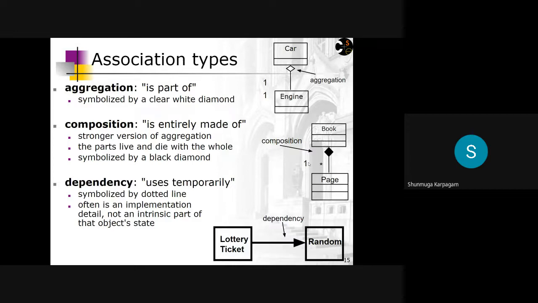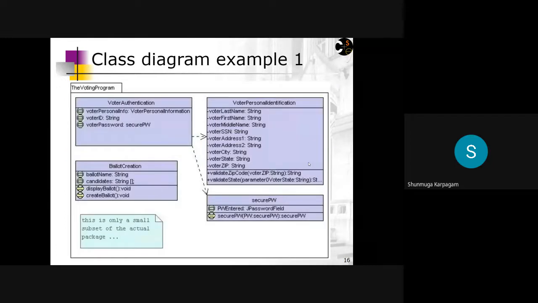Composition, it is entirely made up, or it is entirely needed for the task to be completed. Then I call it a composition. It may be needed, or I can do without this, then we call it an aggregation. So it is a part of relationship. Composition is a stronger version of aggregation where I need it completely for fulfilling my task. Dependency means I'm going to use it for a particular span of time, then I use the relationship dependency.